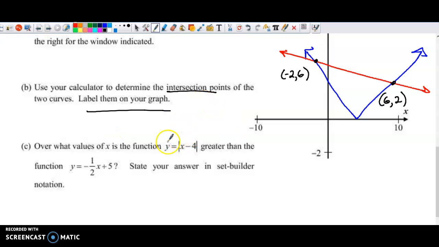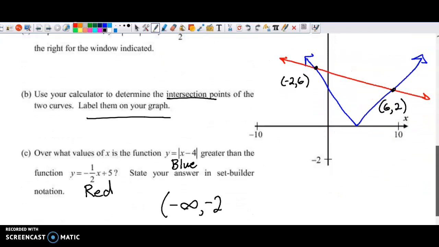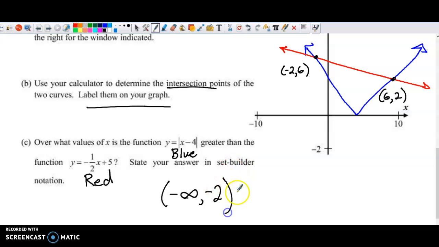We are asking the question, where is the blue curve greater than the red curve? I think it's pretty clear, and if not, we can talk about it. From negative infinity to negative 2, that blue line was above, but between negative 2 and 6, it was not. And we're using parentheses because it's not or equal to, but then from 6 to infinity.